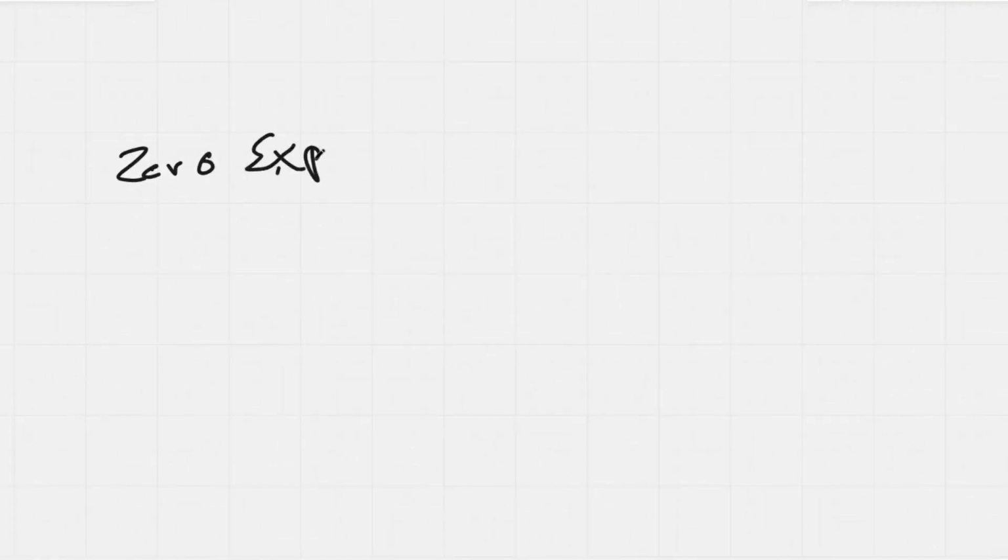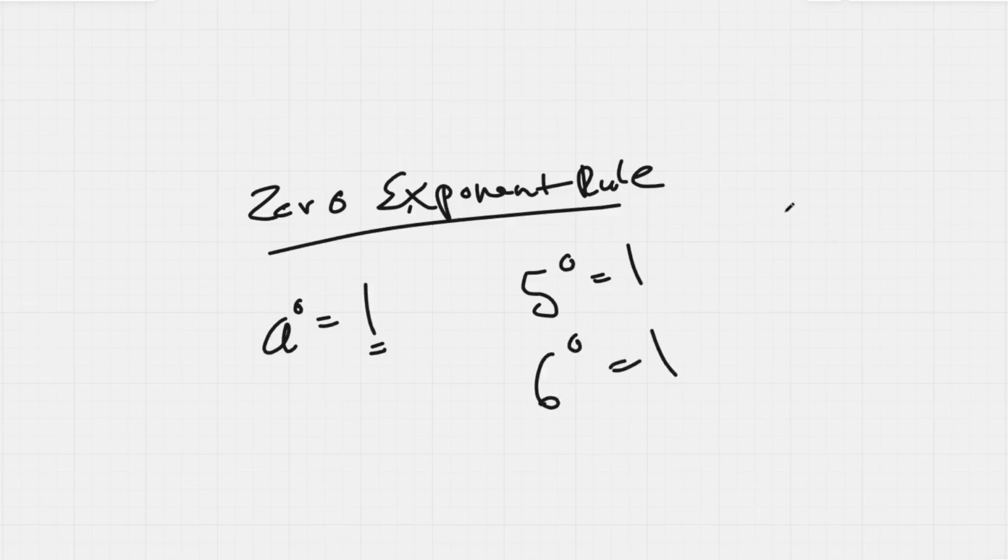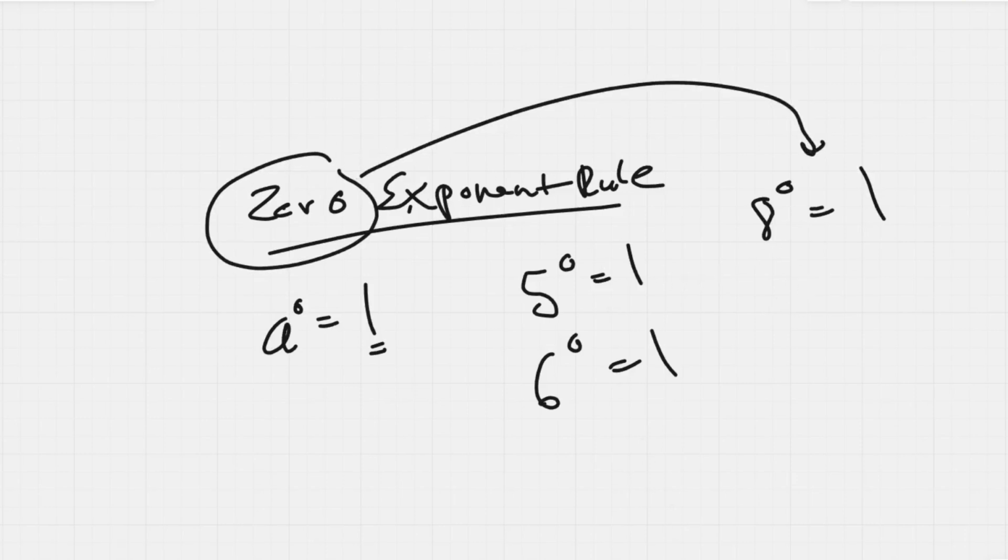The next exponent rule we're looking at is the zero exponent rule. The zero exponent rule states that any base to the power of 0, let's say a to the power of 0, is equal to 1. Right, so say I had 5 to the power of 0, this is equal to 1. 6 to the power of 0 is equal to 1. 8 to the power of 0 is equal to 1. So if my exponent is 0, it's always equal to 1. Alright, so that's all for exponent rules.